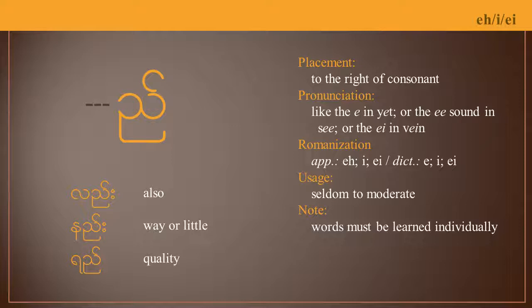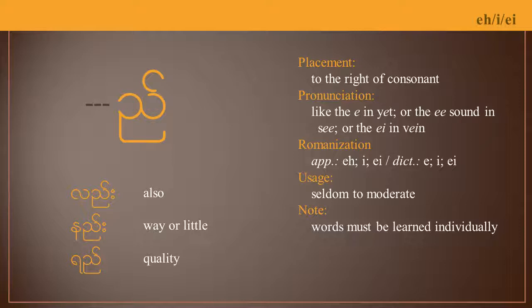can mean a couple of different things. If you want to learn a way or a method to do something, then you use this word and it's pronounced knee, knee. But if you want the word for little or small, this word is also used, however it's pronounced nay, nay. So you can see why there's a need to learn each word individually.